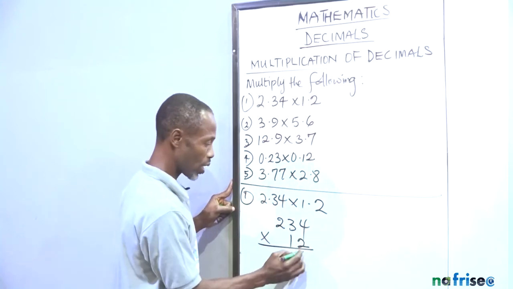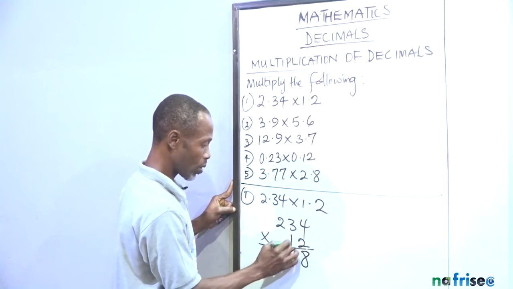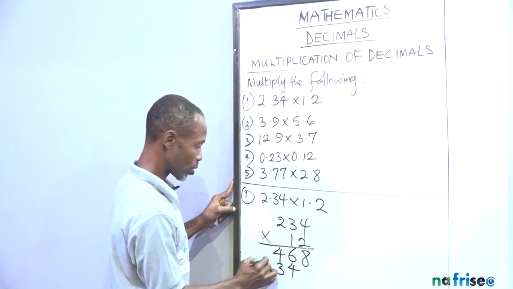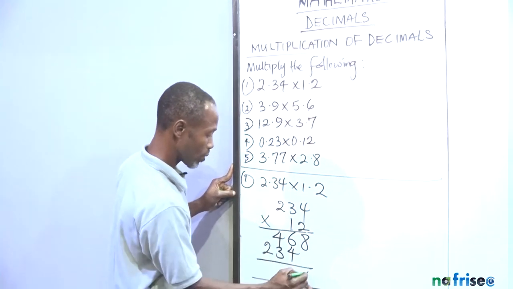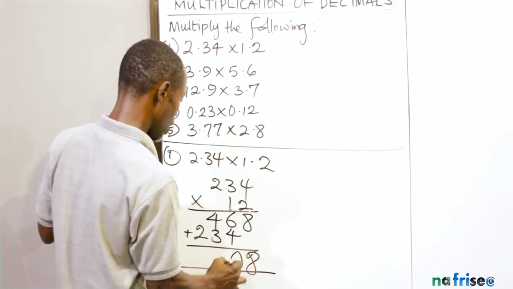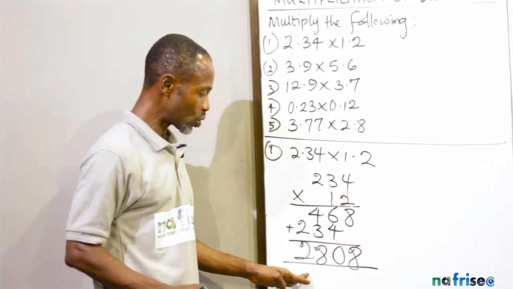Then we have 2 times 4, 8. 2 times 3, 6. 2 times 2, 4. 1 times 4, 4. 1 times 3, 3. 1 times 2, 2. So here we have just 8. We're adding this up now. This is 10. Take 1, add 1 here. That's 8. 2.